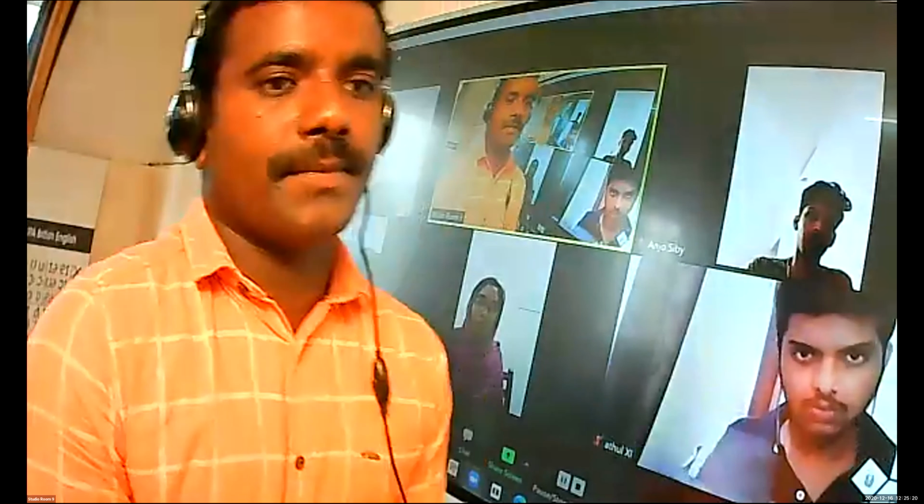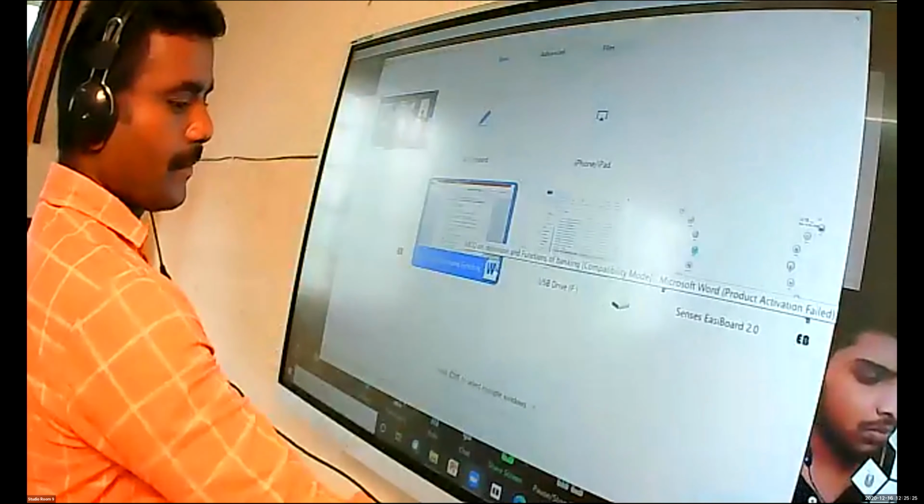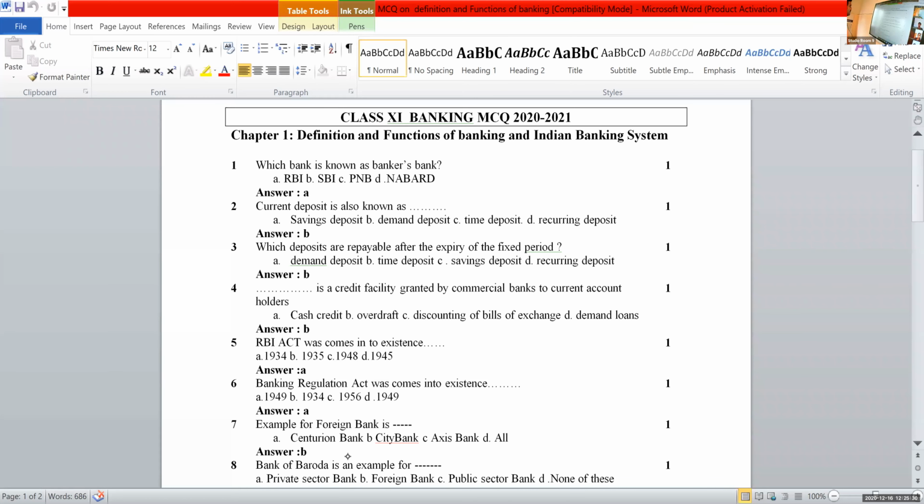Going to revise the first two chapters related to banking. Already we know that. Now also I am revising: which bank is known as Bankers Bank? That we know is the Central Bank, RBI. Which bank is known as Bankers Bank? That is RBI.